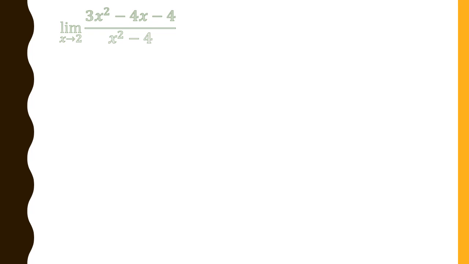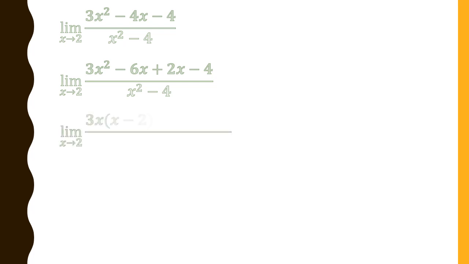So what I am going to do, the middle 4x I am going to split into negative 6x plus 2x, and the rest will be as it is. As you can see, 3x² − 6x is the first part, 2x − 4 is the second part. That way I will factorize them. In the denominator, x² − 4 is similar to a² − b², so that will be split into (a + b)(a − b). So we will get something like this.